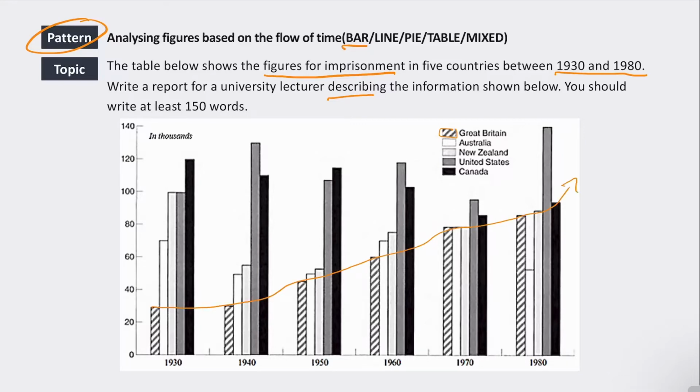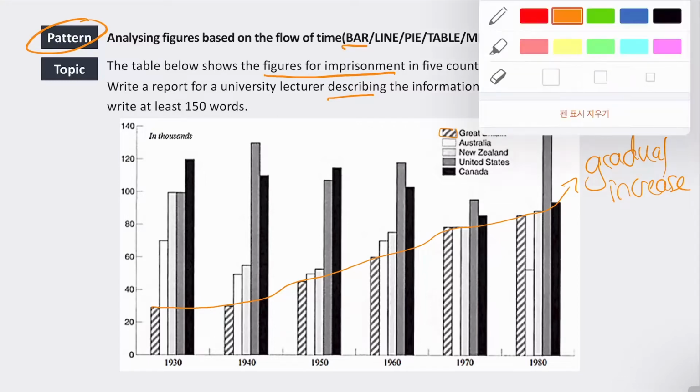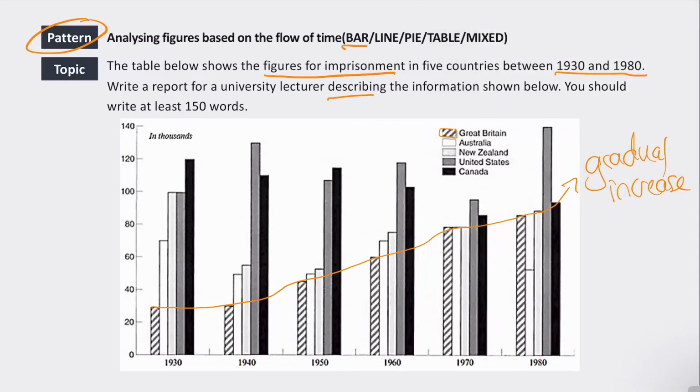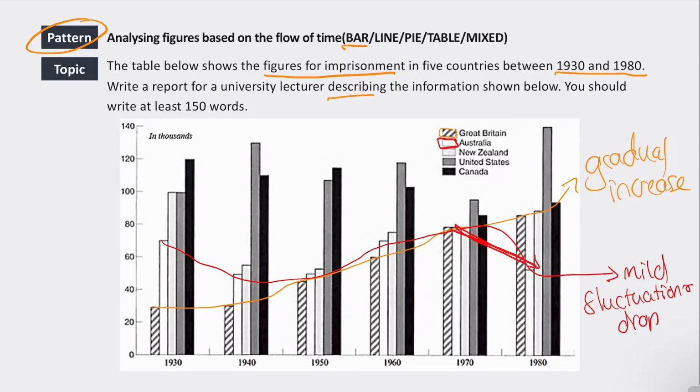Okay, so we can see, so here for Great Britain, I would say gradual increase. Okay, and let's swap out our colour. And then for Australia, okay, we've got mild fluctuation, and we've got this big drop. So I definitely think we want to talk about this drop here, this significant decline.